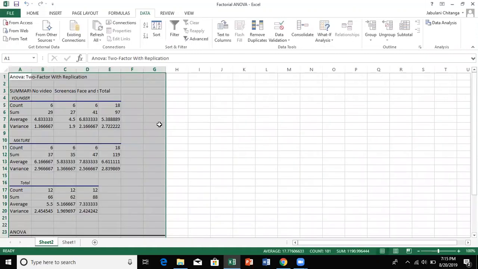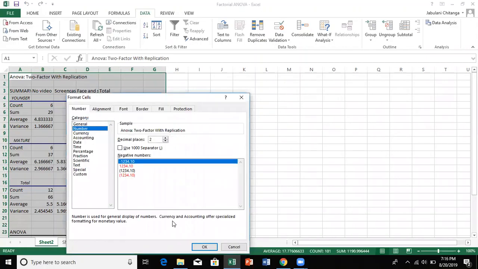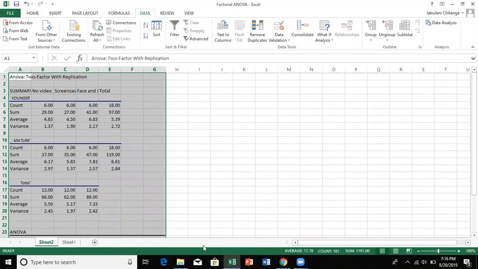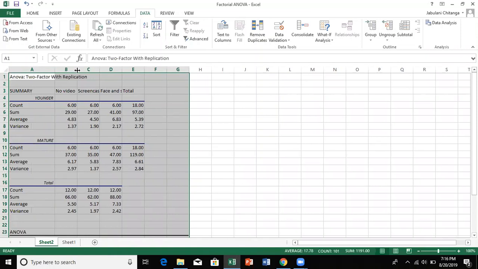So what I usually do, depending on your question, I right click and format the cells to convert to 2 decimal places, because most of the lecturers, even they ask you to round off to 2 decimal places. But like what I said, it depends.